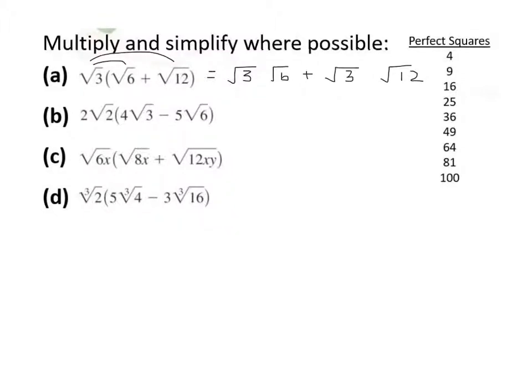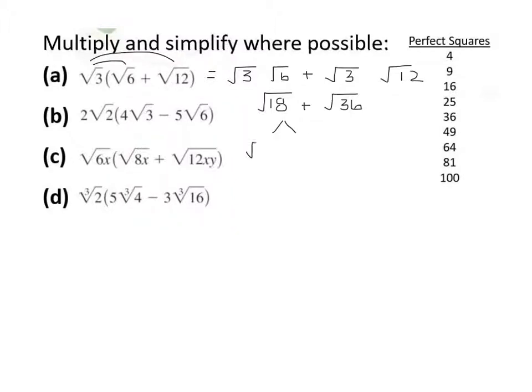So square root of 3 times square root of 6 is square root of 18. And square root of 3 times square root of 12 is square root of 36. Now we have to make sure that both of our radicals are completely simplified. So we've got to look at our perfect square list, 2 squared, 3 squared, 4 squared, and so on in the upper right-hand corner, and find the largest perfect square that divides into each of these.